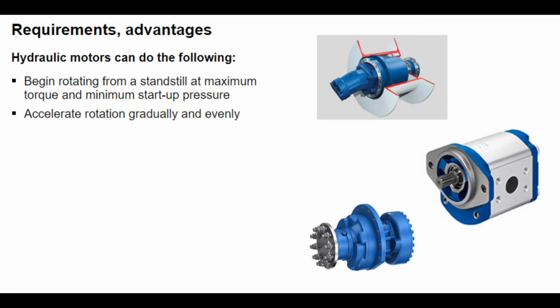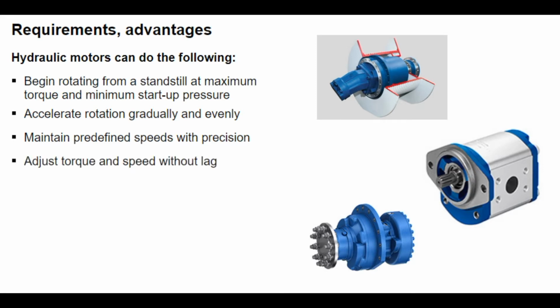maintained precisely. Even with highly variable power demands from work elements, hydraulic motors can adjust speed and torque almost instantaneously. Hydraulic motors allow the direction of rotation of the output shaft to be changed quickly and easily.